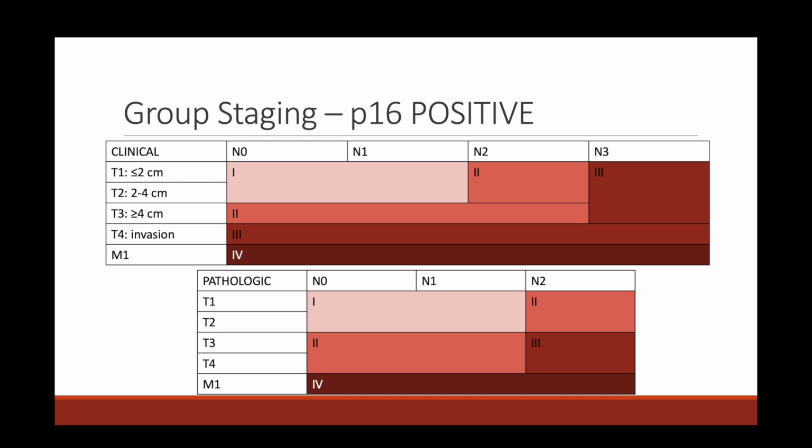So this is very confusing, and me saying it again and again is not going to help to remember it. I think it's something you kind of have to stare at, write out, think of your own ways to learn this. But the biggest takeaway here is that with P16 negative, T4 or N2 to 3 automatically made you a stage 4. With P16 positive, whether it's clinical or pathologic staging, the only thing that makes you stage 4 is if you're metastatic. But otherwise, it's stage 3 or lower.